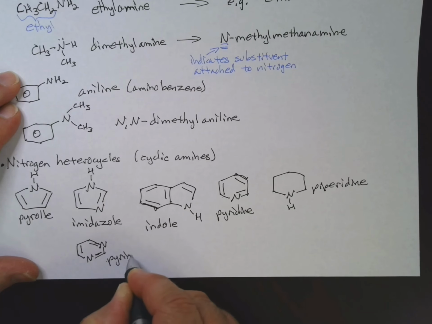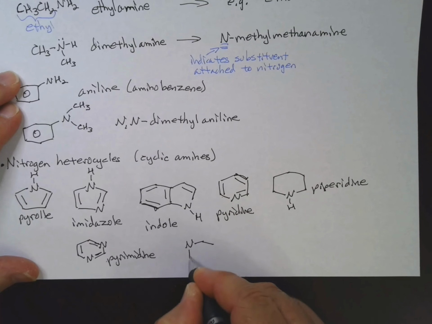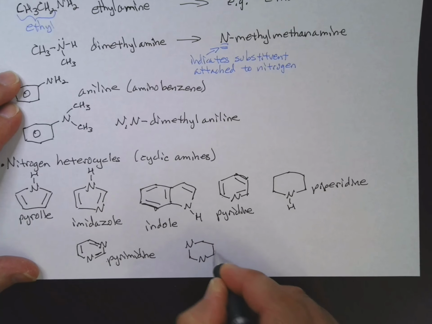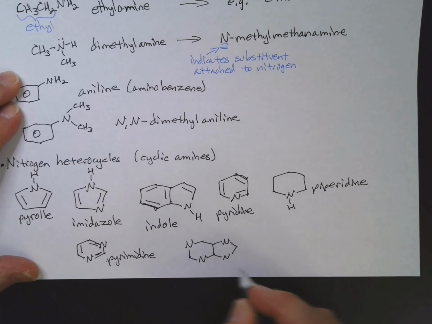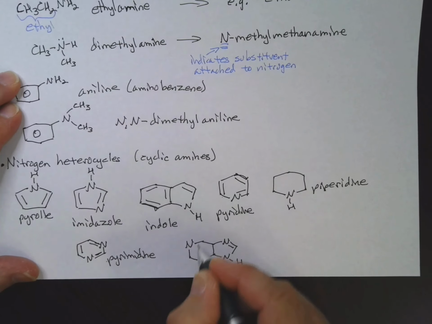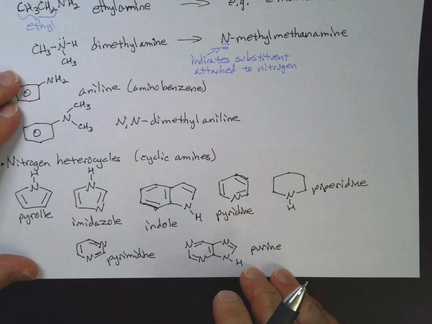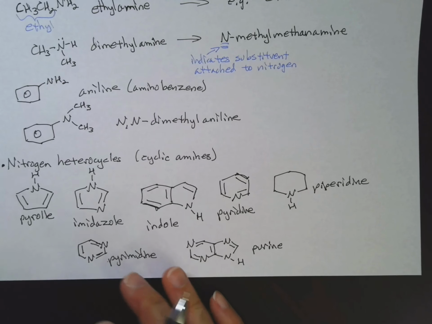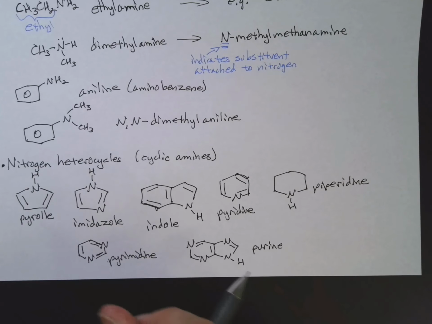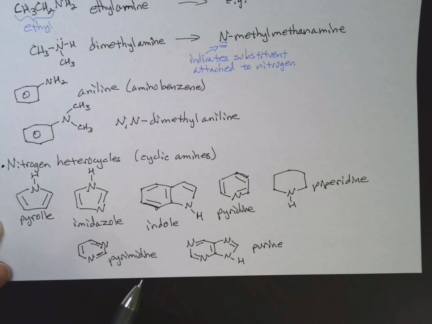This is pyrimidine, and then purine. And you may remember pyrimidine and purine as being the things that pyrimidines and purines are built up from in DNA bases.